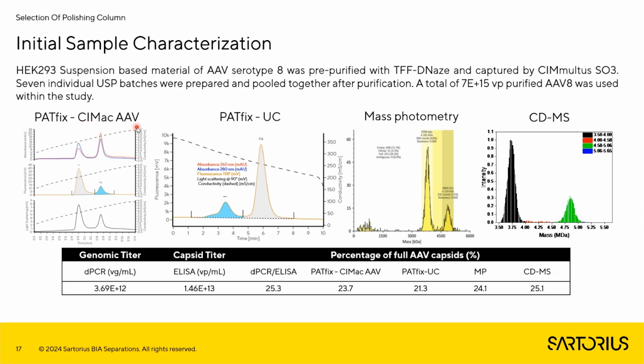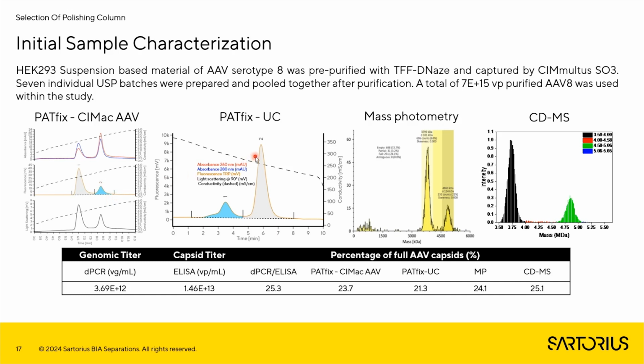Because CIMac AAV is a strong anion exchanger, it separates based on charge. So the empty particles will elute first, the fulls will follow, and then also we use the fluorescence for the estimation of the ratio, and this is here color-coded or labeled in light blue color.